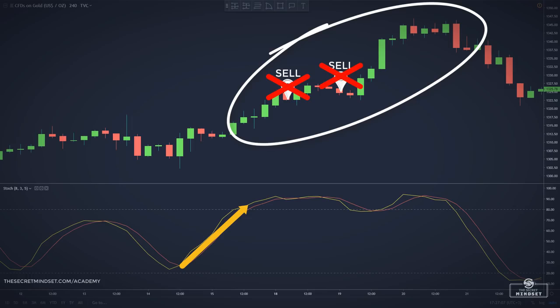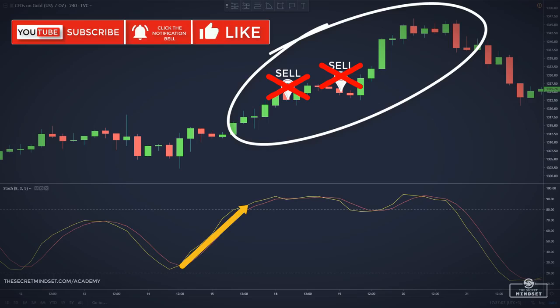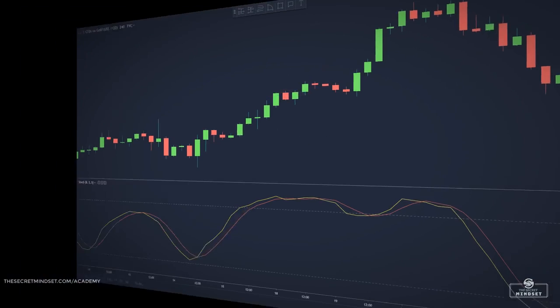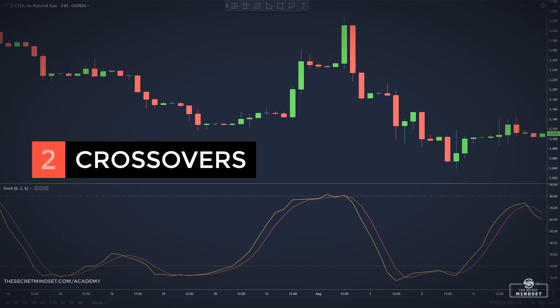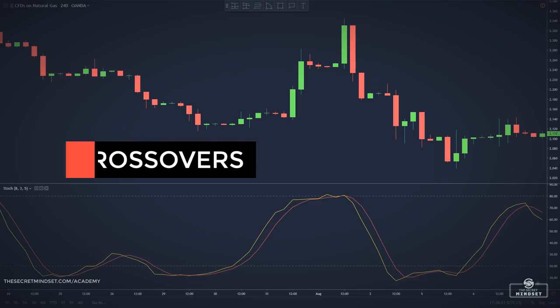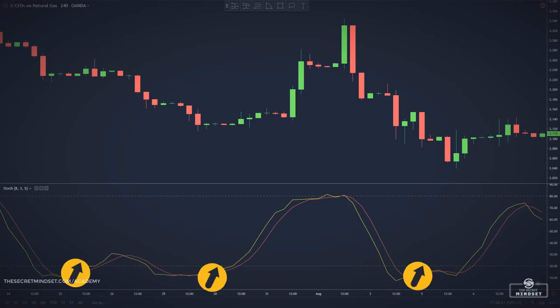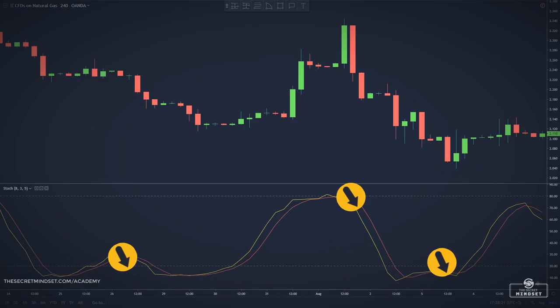A smarter entry would be on the long side against traders that considered that the price is overbought and incapable of going higher. The second most utilized stochastic oscillator signal is the crossover signal, which happens when the K% line crosses above the D% line and generates a buy signal. On the other hand, when the K% line crosses below the D% line, it generates a sell signal.